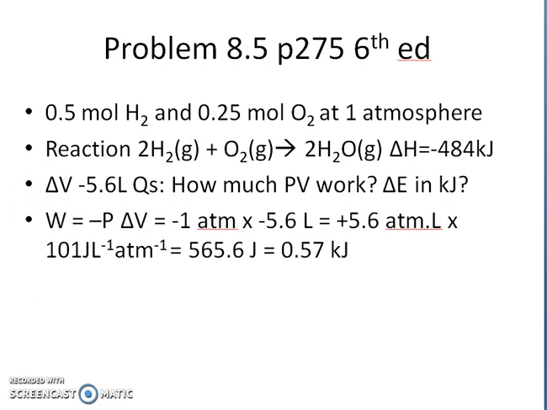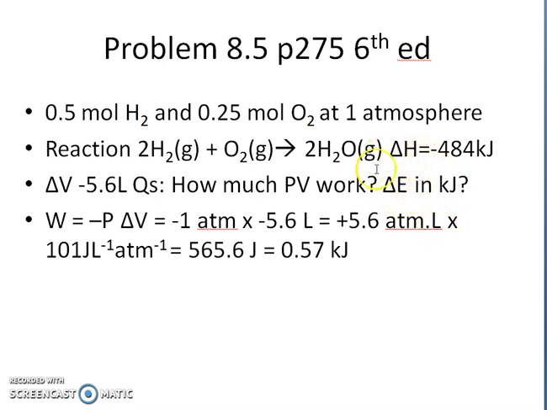So now we can calculate the PV work. Work is equal to minus the pressure times the change in volume. Our pressure is 1 atmosphere and our change in volume is minus 5.6 liters because the system is contracting. So a minus times a minus gives us a positive value of 5.6 atmosphere liters. When you do calculations, always use units. Our pressure has a unit of atmosphere, our change in volume has a unit of liters, so atmosphere times liter gives us a unit of atmosphere liter.